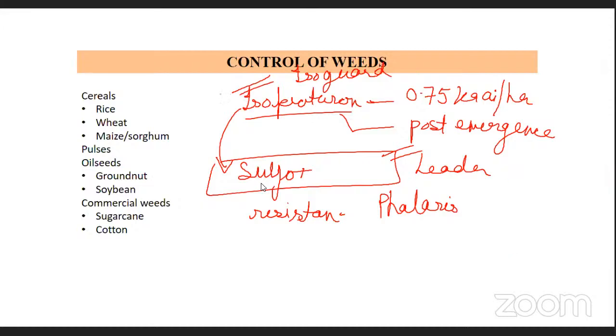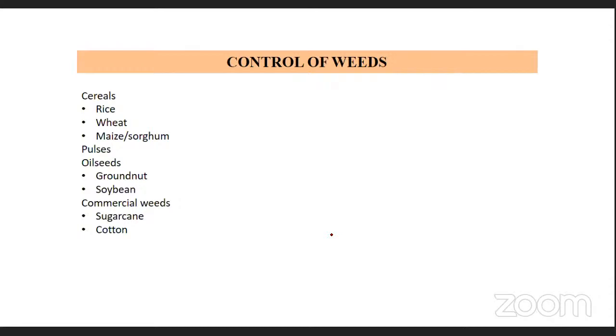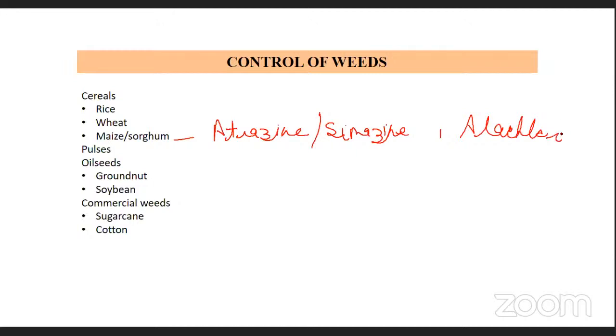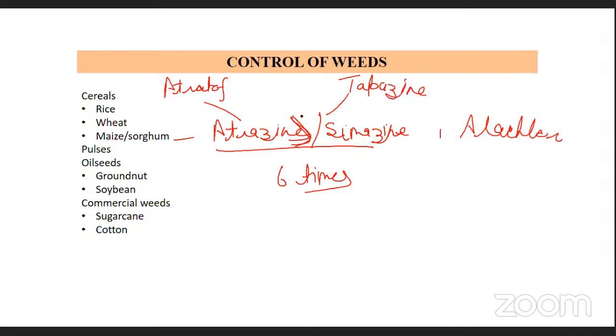Okay, then we are having maize, and in maize or sorghum we usually use atrazine, or you can say simazine, as well as we can also use alachlor. Okay, and one important question which is usually asked in some of the exams is that atrazine is more soluble than simazine. Atrazine is 6 times more soluble than simazine. The trade name of atrazine is Atrataf, and simazine is Tapazine. This is the most important one.